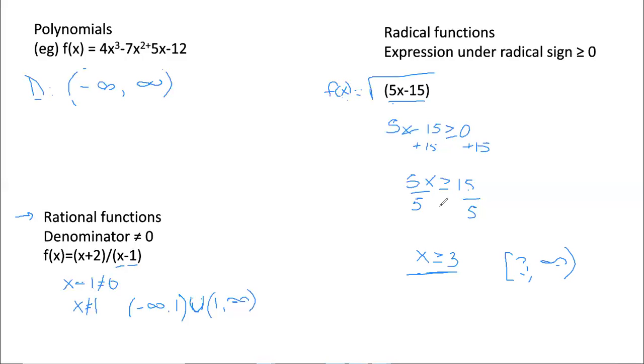Just to review: polynomials have a domain of negative infinity to infinity. For rational functions, we have to exclude the value that makes the denominator equal to 0. For radical functions, the expression underneath our radical has to be greater than or equal to 0, and then we can solve for x.